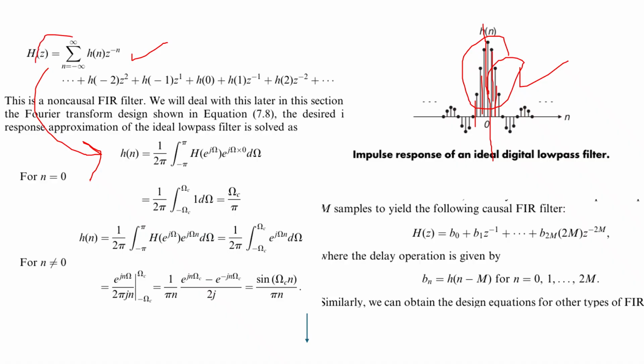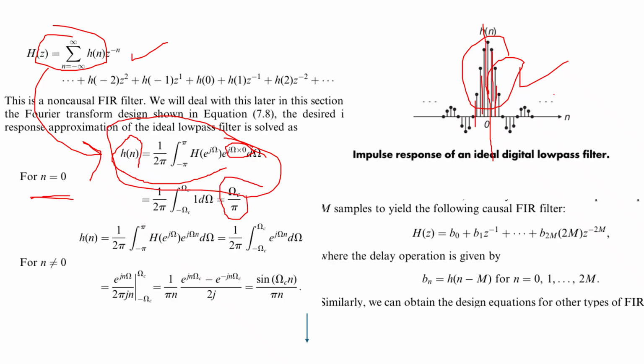Why this H(z)? Because you have these impulse responses in the z function, like in the frequency domain, right? Now h(n) you can get by an inverse function, the inverse z transform. So you will get h(n). Now if you check n equal to 0, just put n equal to 0 in this particular equation, then what will be the value of h(n)? This part will be 0, so e to the power 0 is equal to 1. So integration from minus pi to pi, you will get omega c by pi.